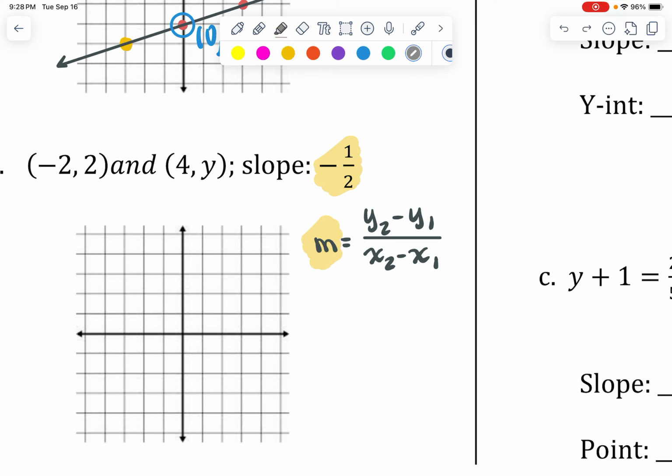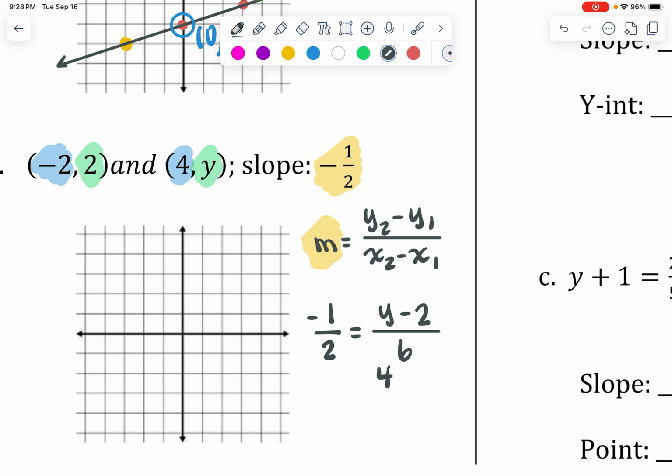So -1/2. I'm going to give my negative to the 1. You can give your negative to the 2 if you want to. I always put my negatives with the numerator. Then I'm going to do y2 minus y1. Well, y2 is y, right? And y1 is 2, so I'm going to write y minus 2. And then my x2 is 4 minus -2. And 4 minus -2 is going to give me 6.